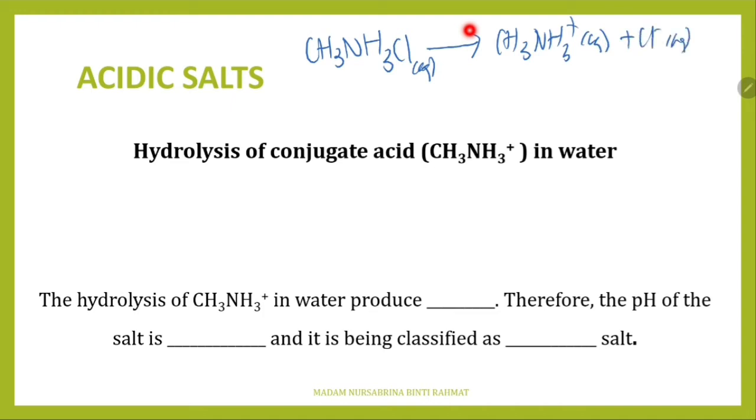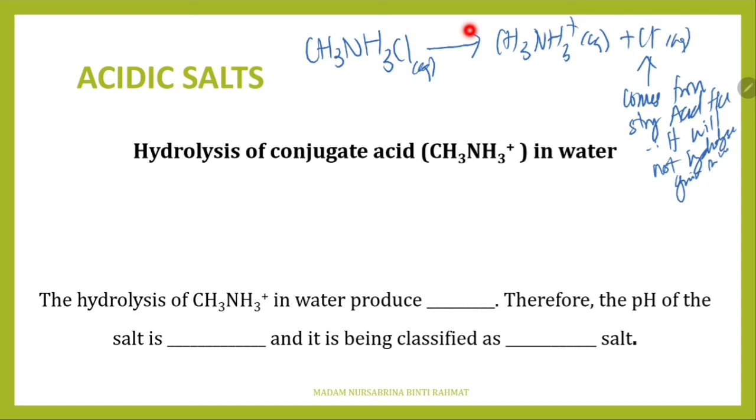Okay, so like I said before, any ions that come from a strong acid or strong base will never hydrolyze again in water. So your Cl- comes from the strong acid HCl, therefore it will not hydrolyze again in water. But it's a different case for your CH3NH3+, because this is the conjugate acid from a weak base. So this one will hydrolyze in water.